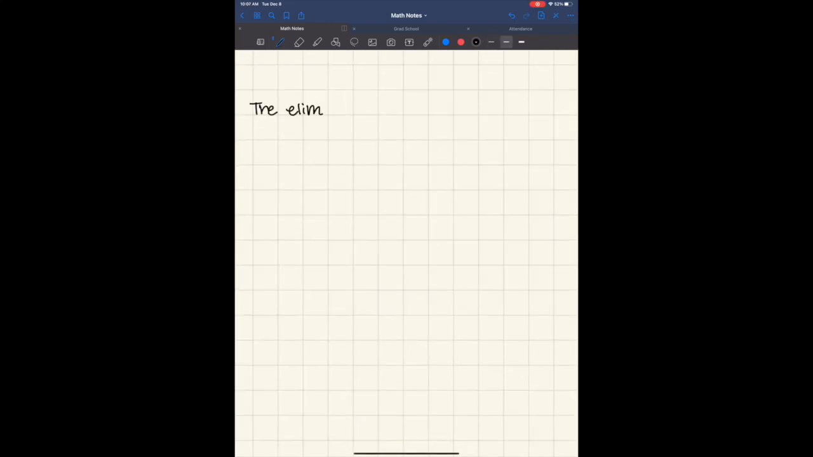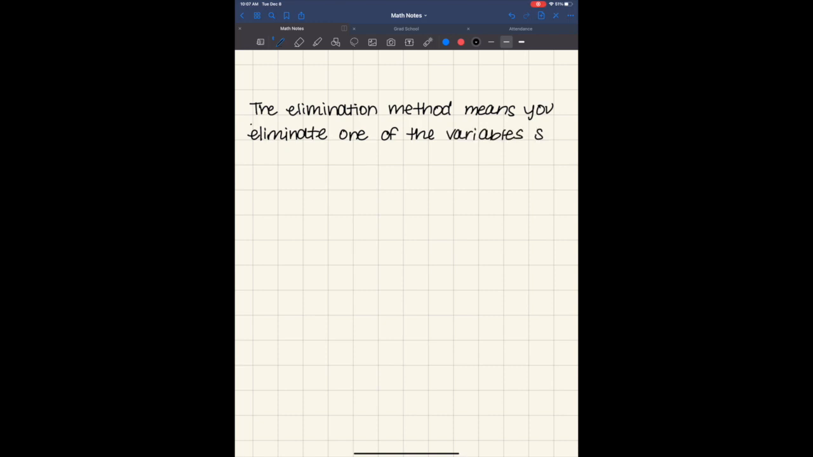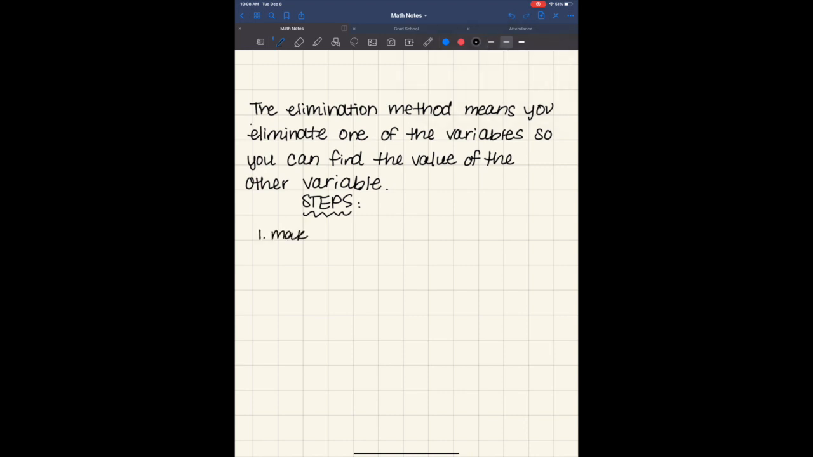Today we'll be learning the elimination method for solving systems. It means you eliminate one of the variables so you can find the value of the other variable. The steps to do this are: 1, make sure the variables are lined up. 2, look for the variable with the same number in front of it in both equations.